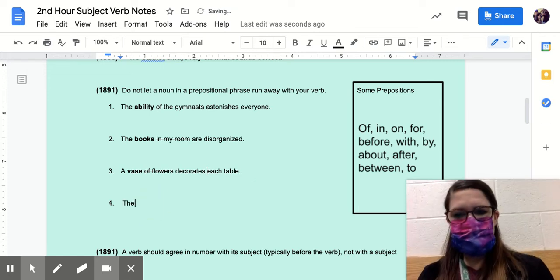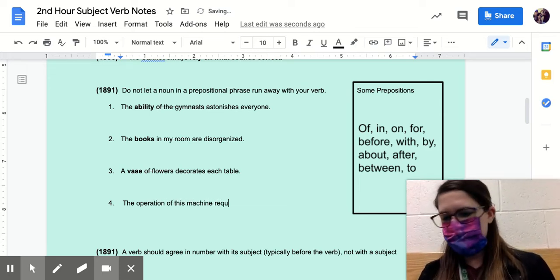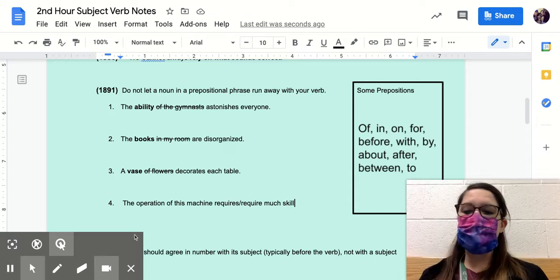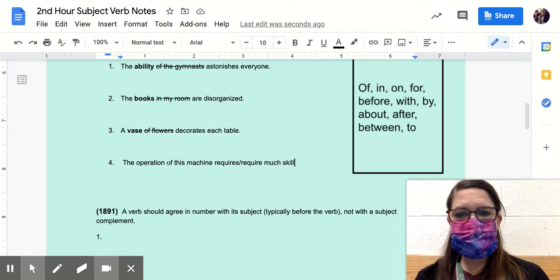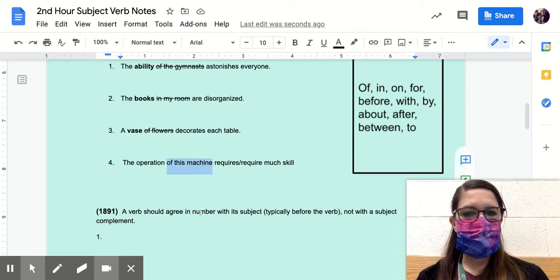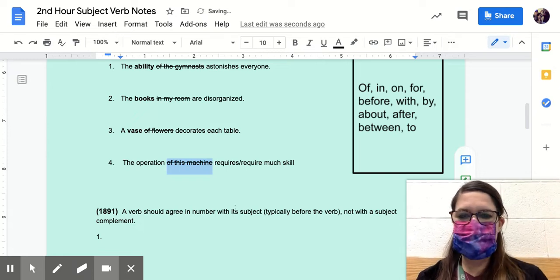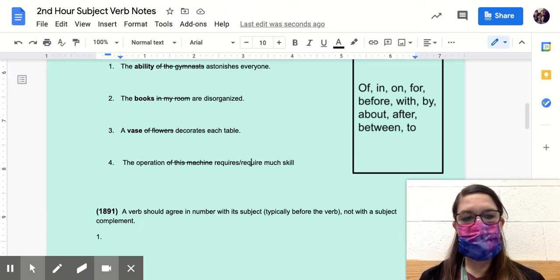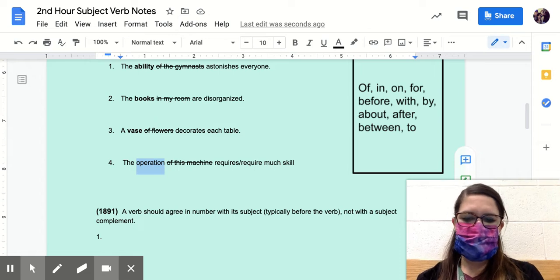And the last one, the operation of this machine requires or require much skill. Okay, so if we are looking at this one, are there any prepositional phrases? We've got of what? Of this machine. So then we're going to cross that off and ignore the prepositional phrase. We know that this is our verb, so then who or what in this sentence requires much skill? In this sentence, it is the operation that's requiring the skill.